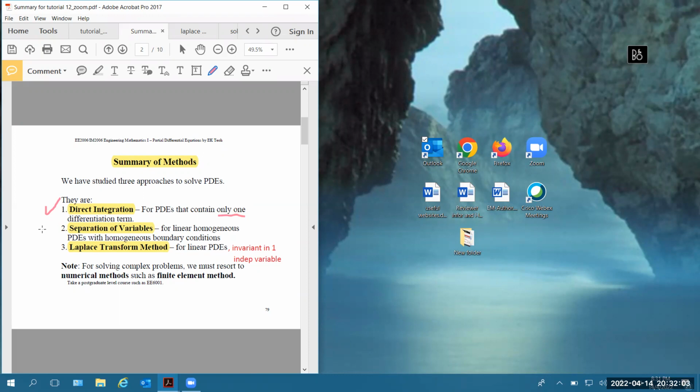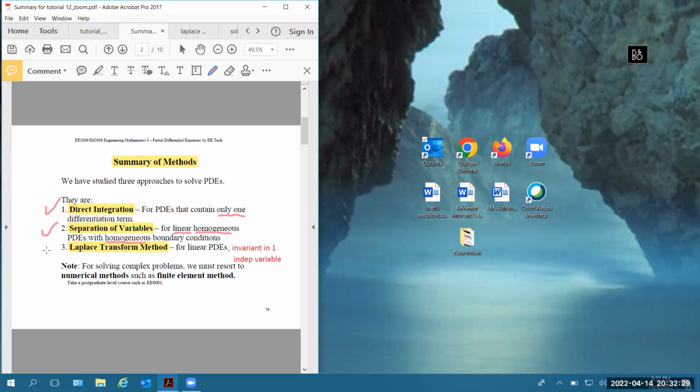Then last week we also talked about the separation of variables method. Now this method is for another kind of PDE, and what kind? It's a linear PDE, and it must be homogeneous. And if there's a boundary condition given, then the boundary condition must be homogeneous.